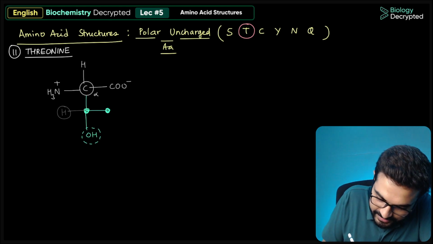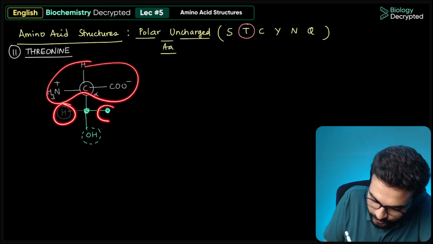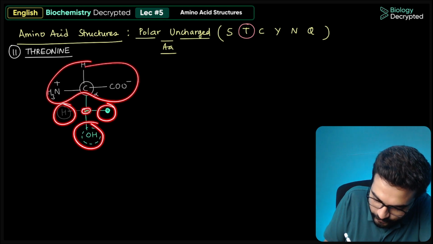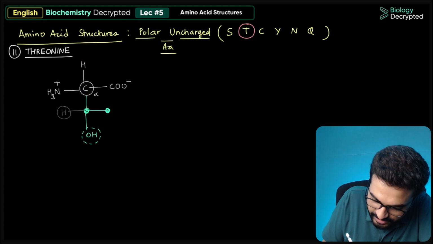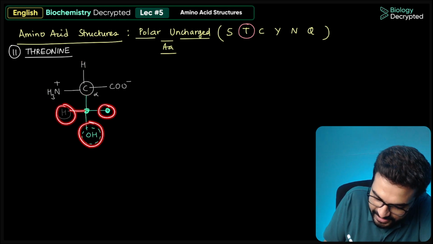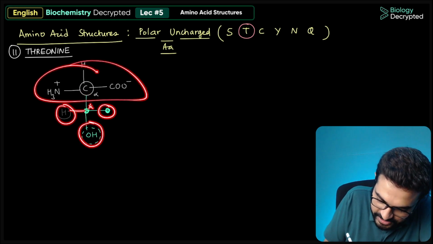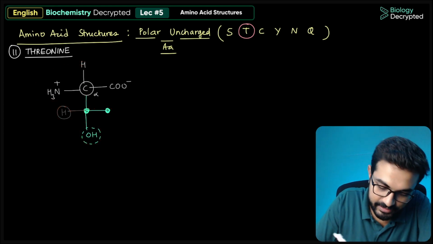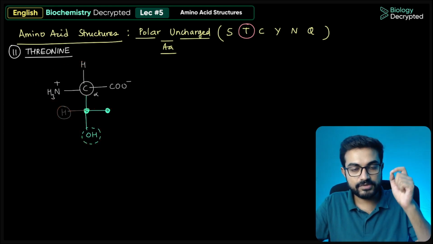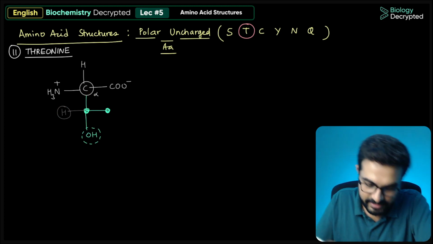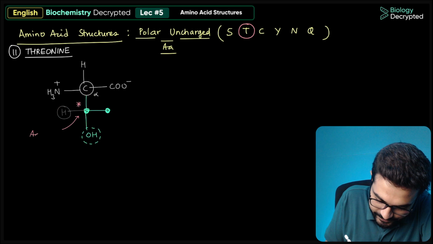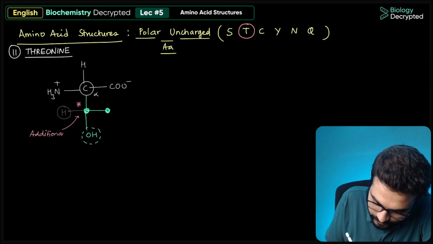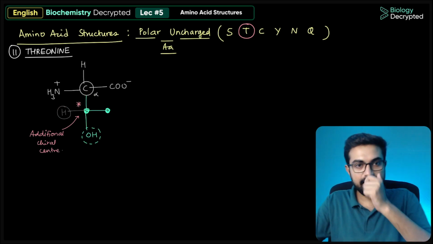If you see, this is one group, this is one group, this is one group, and this is another group, and therefore this particular carbon, this is the beta carbon. If you see that 4 different groups are attached here, this is another additional chiral center. So as you saw, isoleucine had more than one chiral center. Similarly, this also has an additional chiral center.